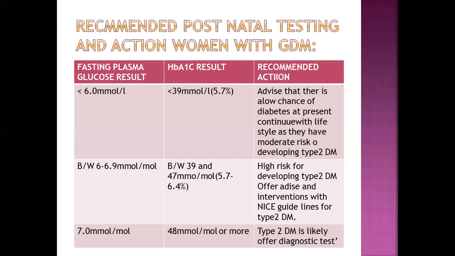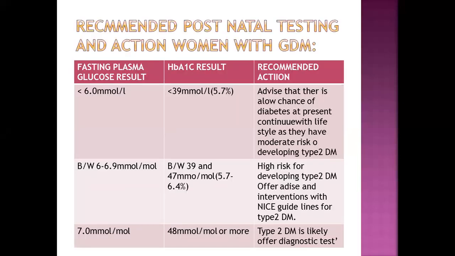7 millimole जो fasting blood sugar है या 48 millimole or more जो hemoglobin A1C है, इसको तो आप समझ लें कि she is a type 2 diabetes. डायग्नोस्टिक टेस्ट उसको करवाना चाहिए, दैट इज ओरल OGTT करवानी चाहिए उस पेशेंट को, और कट ऑफ के हिसाब से उसको फिर you have to refer the patient to the diabetologist. So this is all about the diabetes mellitus, the pre-existing diabetes mellitus and the GDM. Now if you have any question.